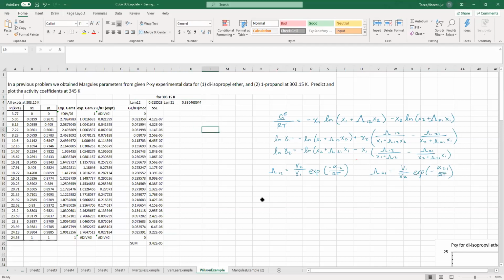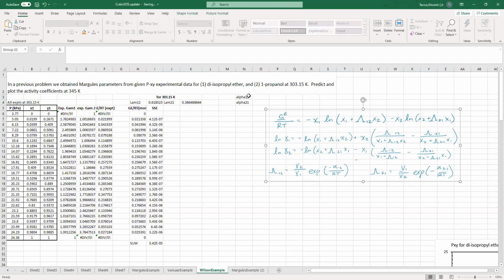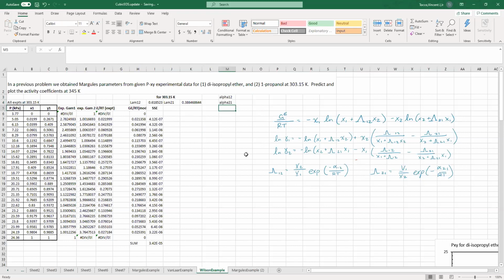All right, now I need to use Excel. I'm going to use these bottom two equations to obtain the parameters alpha 1,2 and alpha 2,1. So maybe, let's see, where do I want to put that? Let's do it here. Alpha 1,2, alpha 2,1. So I need to, let's see, what information do I need? I need to solve for alpha 1,2 first of all. And then what else am I going to need?